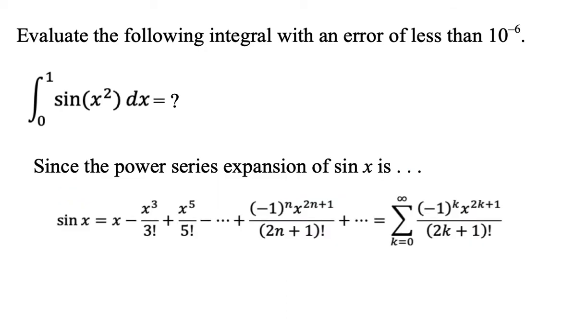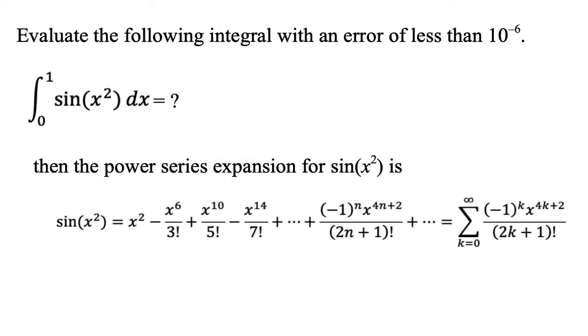Since the power series expansion for sine of x is sine of x equaling the sum from k equaling 0 to infinity of negative 1 to the k x to the 2k plus 1 over 2k plus 1 factorial, we can obtain the power series for sine of x squared by replacing all the x's with an x squared. So the power series expansion for sine of x squared is the sum from k equaling 0 to infinity of negative 1 to the k, but now x to the 4k plus 2 over 2k plus 1 factorial.